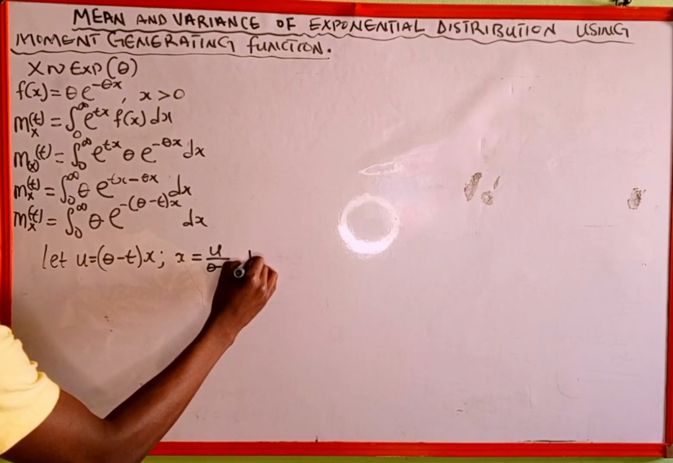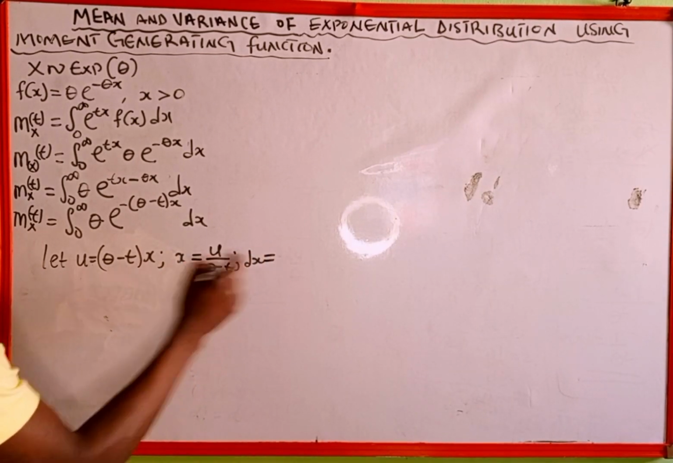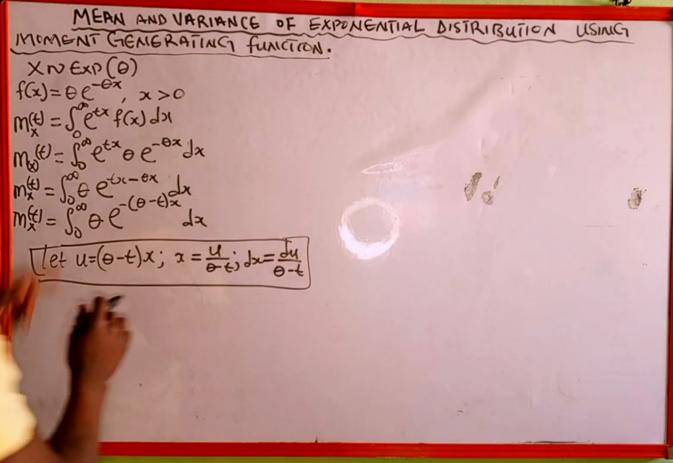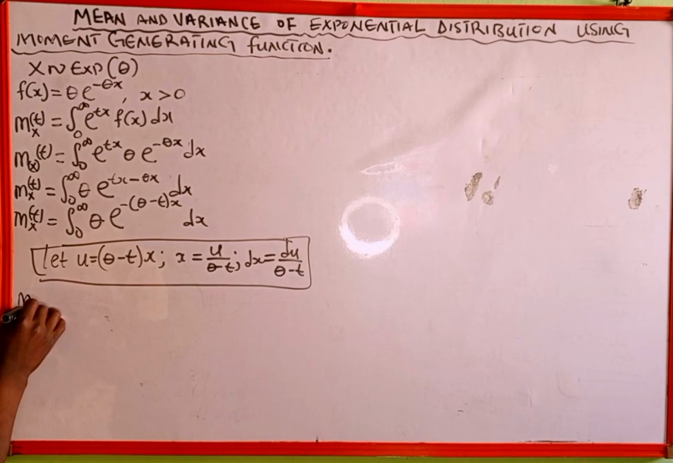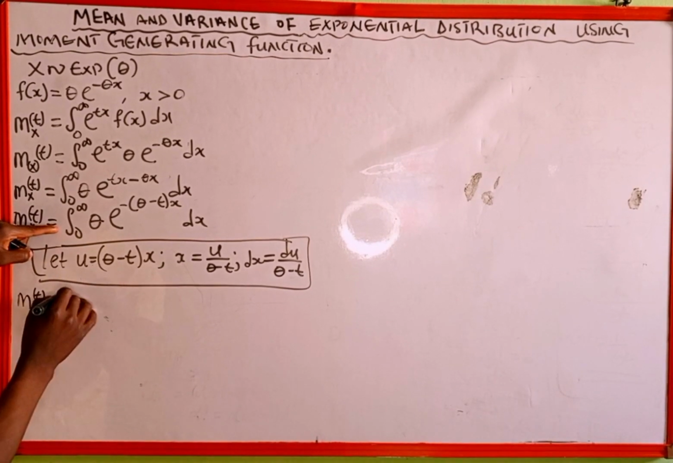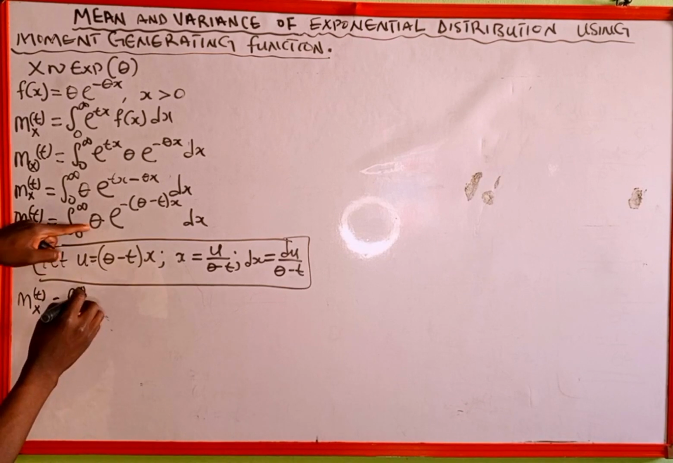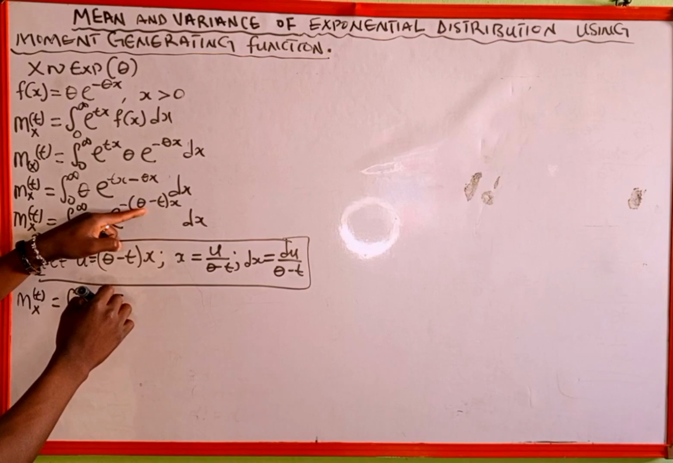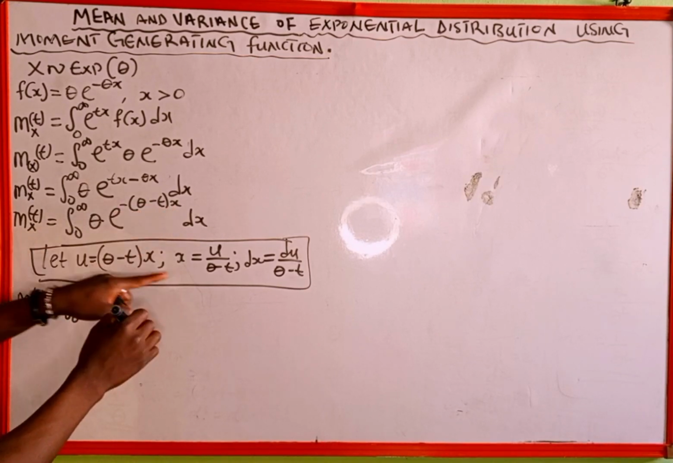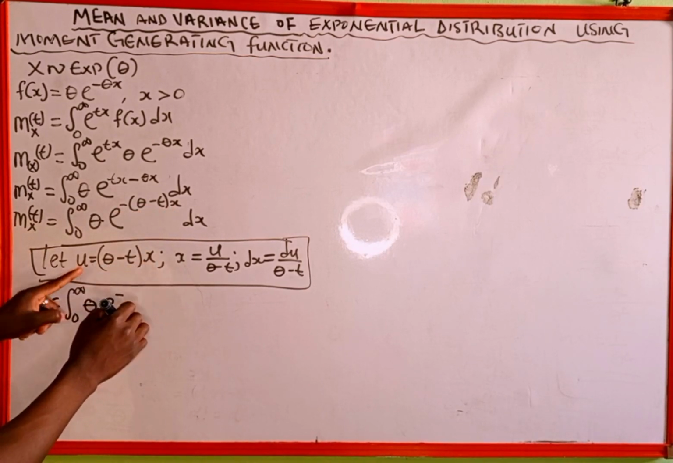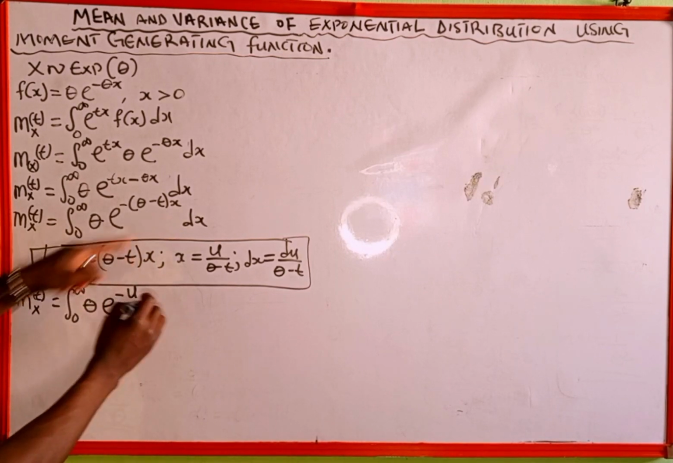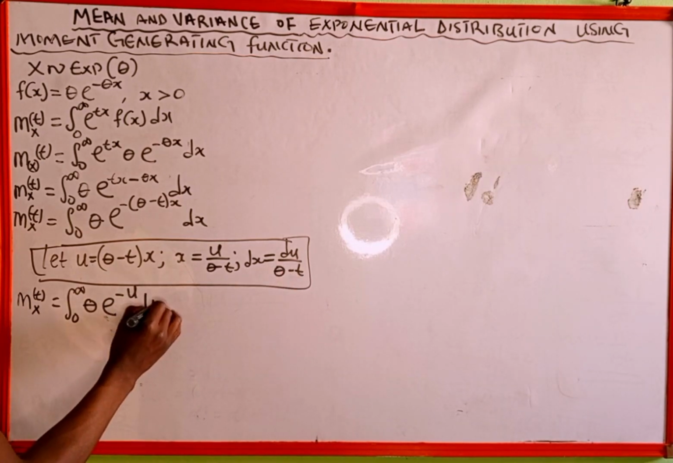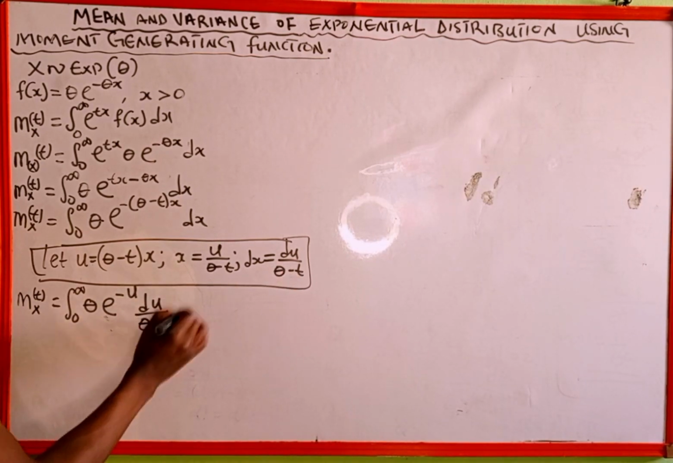Then if we differentiate x, we have dx equal to du all over theta minus t. We substitute this back into the integral. We have M sub x of t equal to the integral from 0 to positive infinity of theta e raised to the power of minus theta minus t x, which is the same as u. Replace it as u, and dx is the same as du over theta minus t.